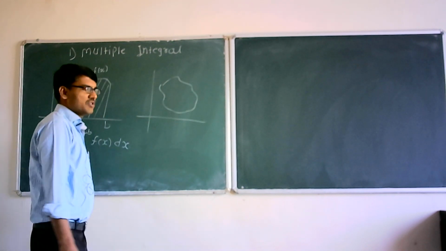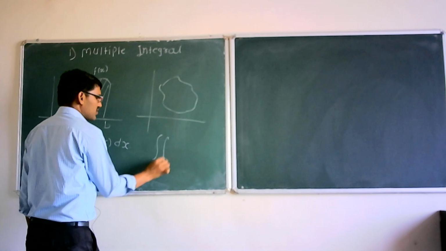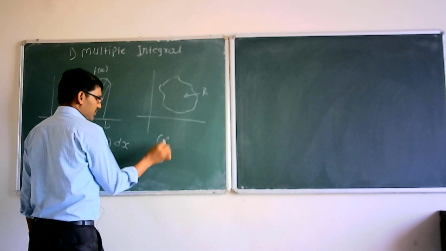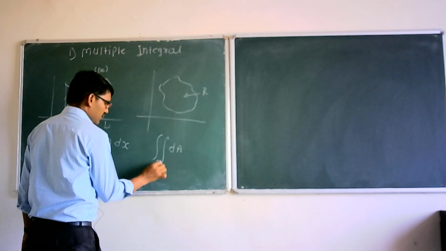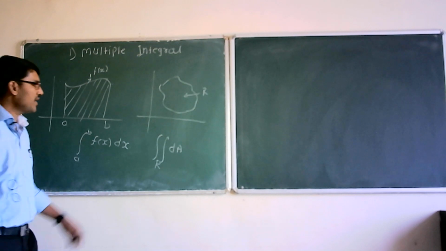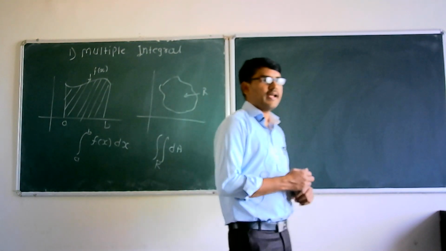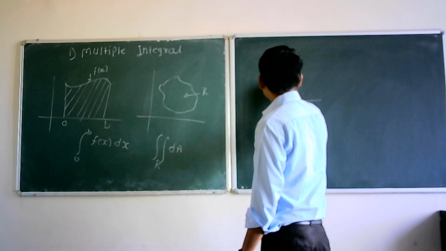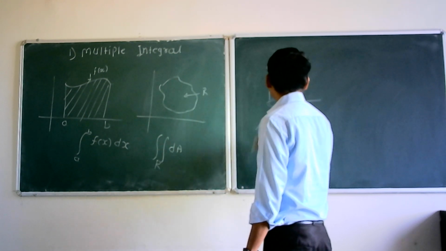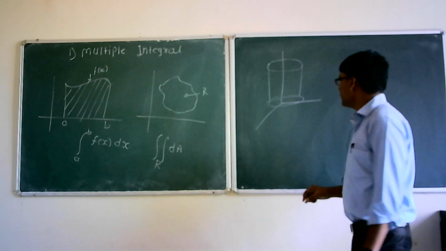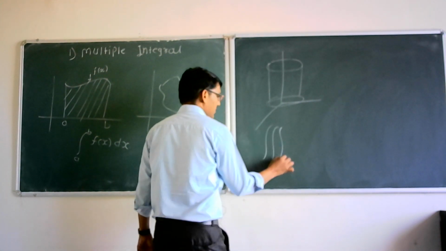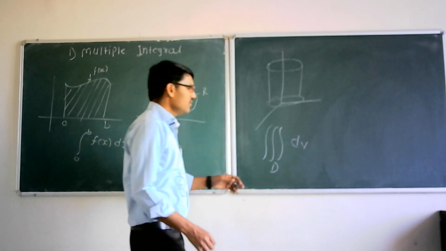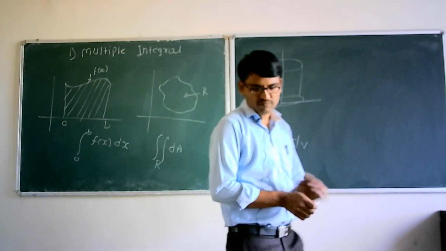Similarly, if you want to evaluate the area of a closed region, suppose this is the region R, then the area is the double integral of dA. So double integration can be used to determine the area of a closed region. And for triple integration, if you want to determine a volume, you can use dV over the region D.